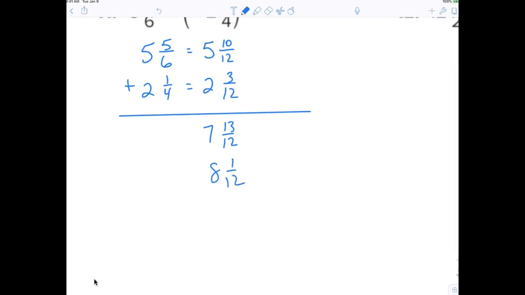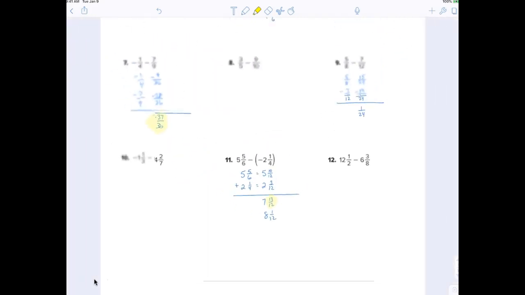8 and 1/12. Now, does anybody have a question with why it's 8 and 1/12? You can't have an improper fraction with a mixed number. All right? Can't do that. I don't understand when you say that. This is an improper fraction. Do you agree with that? You can't have an improper fraction with a mixed fraction. Makes sense now, right? You sure? All right. Thank you.